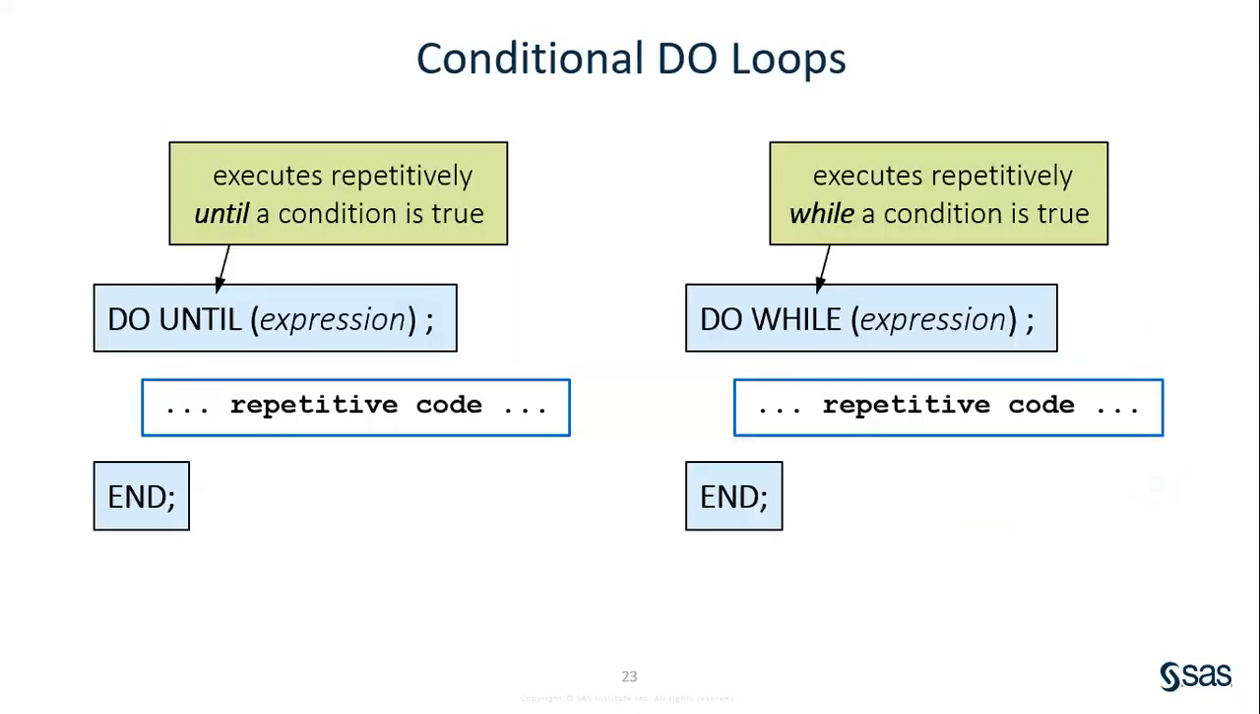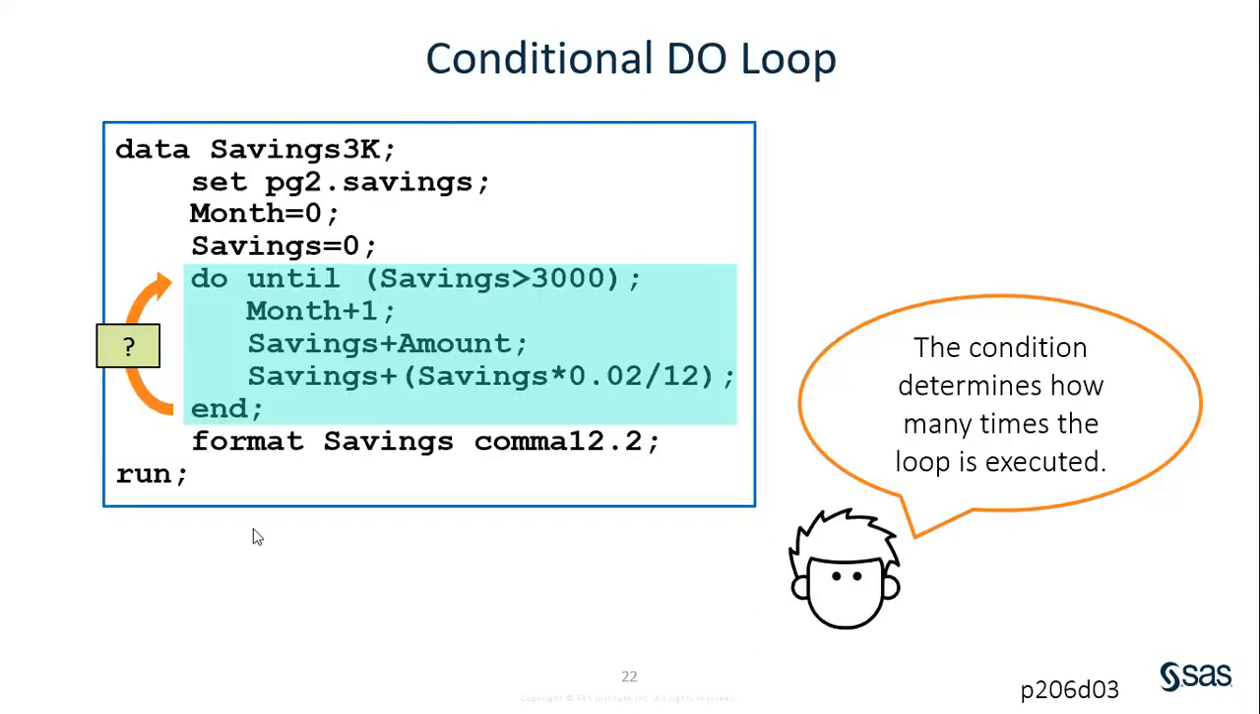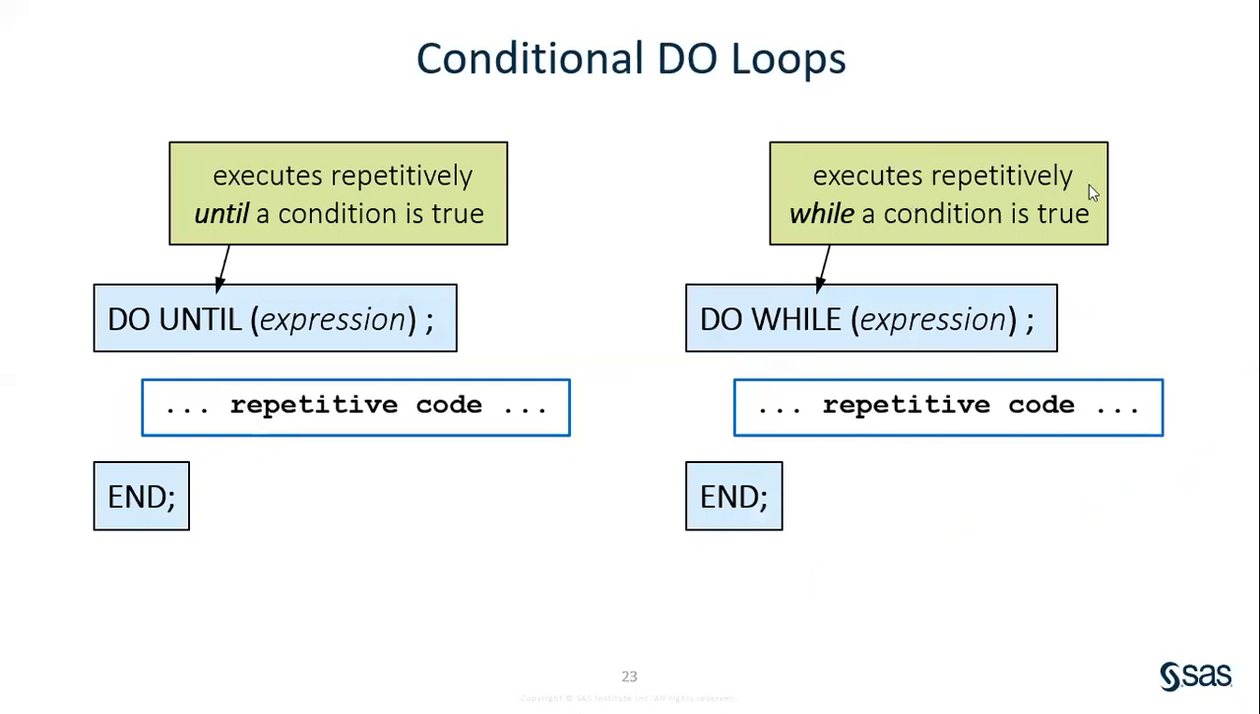DO WHILE is exactly the opposite. Here in DO UNTIL we wrote the condition, because it checks the condition first and then enters. But in WHILE, you have to write the same condition reversed: DO WHILE savings is less than 3000. This condition in WHILE is checked at the bottom. It executes repeatedly while a condition is true, whereas UNTIL executes repeatedly until a condition is true. Rest everything is the same.